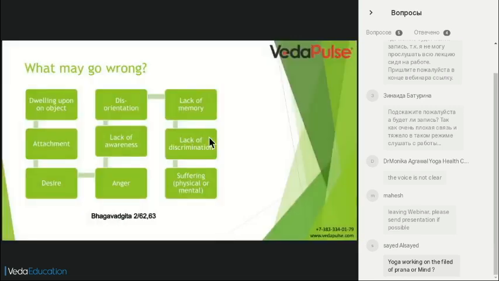So this has been described very well in the Bhagavad Gita, how stress is produced and how it leads to health problems or problems in general.